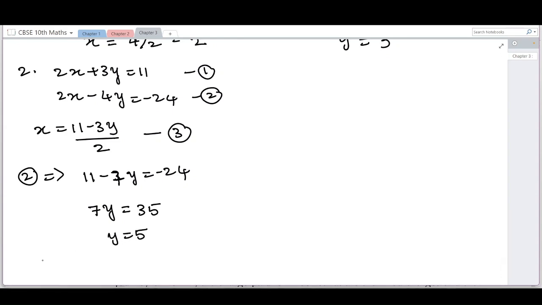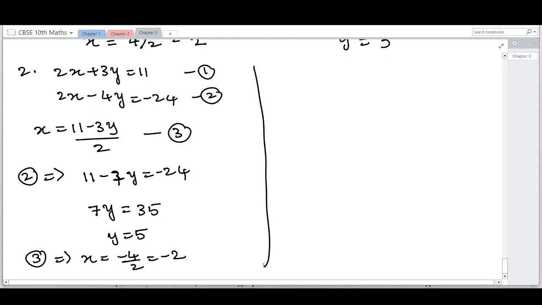So if you substitute this in the third equation, you will get x equal to 11 minus 3 5s are 15. So 11 minus 15 is minus 4 by 2, which is equal to minus 2. So thus we have determined the x and y value.